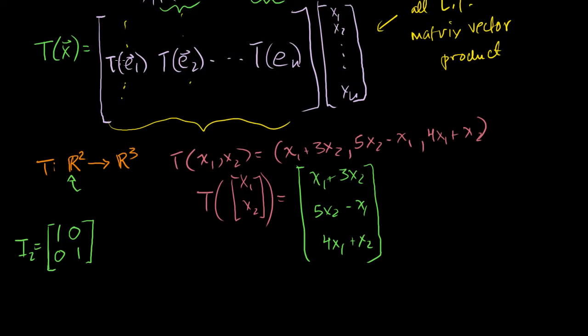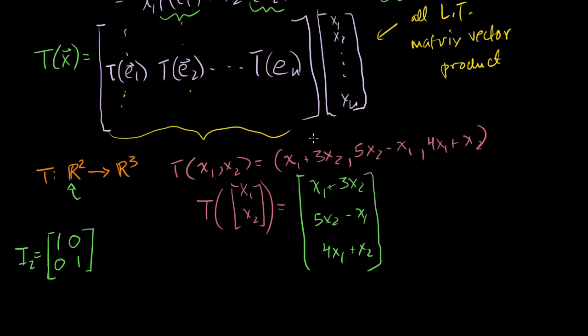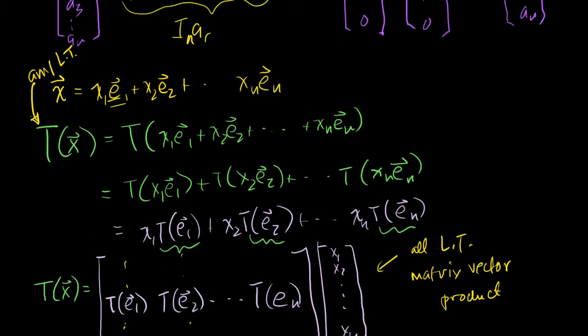And all I do is I apply my transformation to each of the columns, each of my standard basis vectors. These are the standard basis for R2, right? And you might wonder, I showed you that they're bases, but why are they called the standard basis?